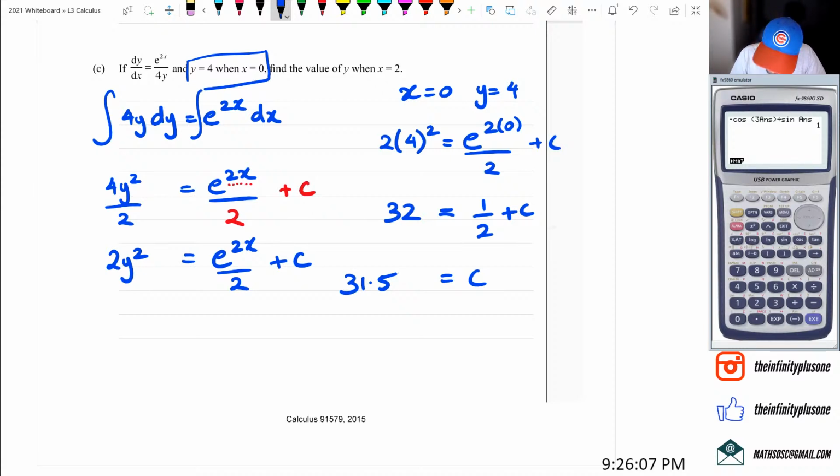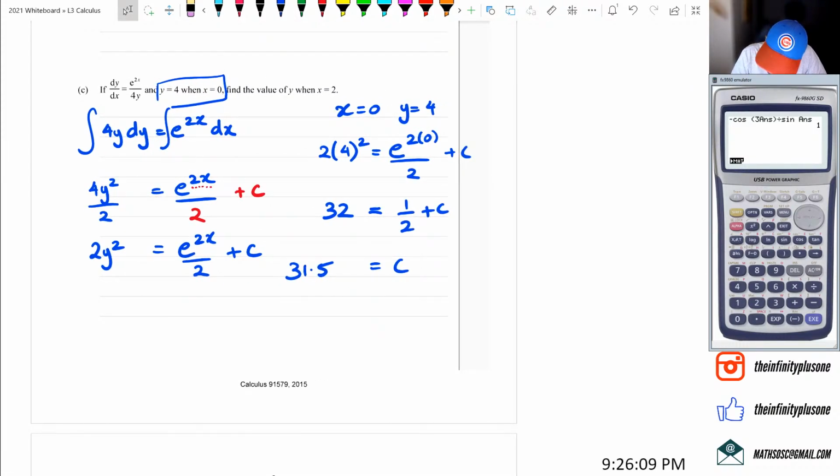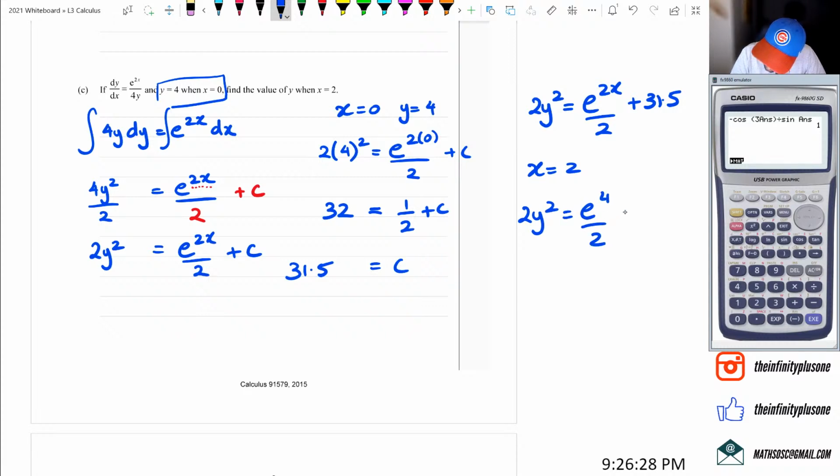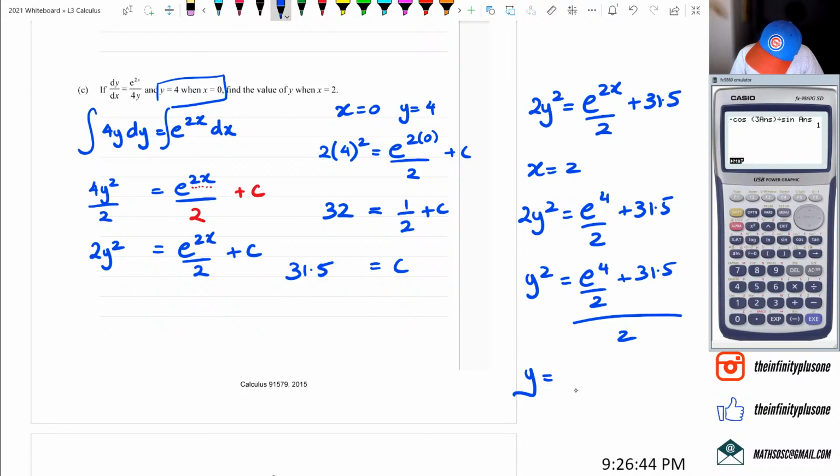All right, so once we get that c value, now we want to figure out the 2y squared equals e to the power of 2x over 2 plus 31.5. We've got x equals 2. So we're going to write this as 2y squared equals e to the power of 4 over 2 plus 31.5. Y squared is equal to e to the power of 4 over 2 plus 31.5, the whole thing divided by 2, and y is equal to the square root of that.